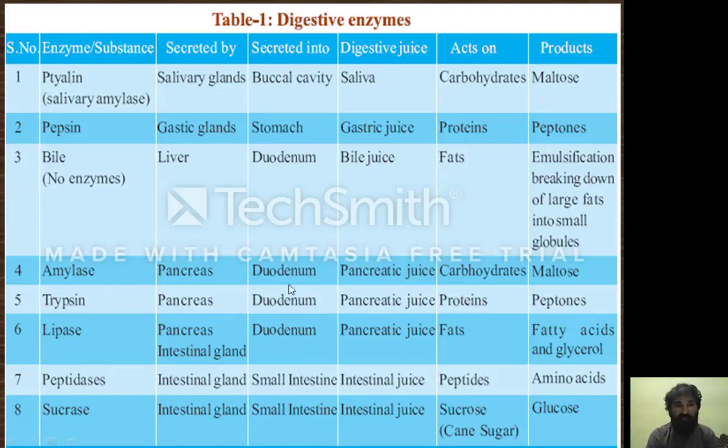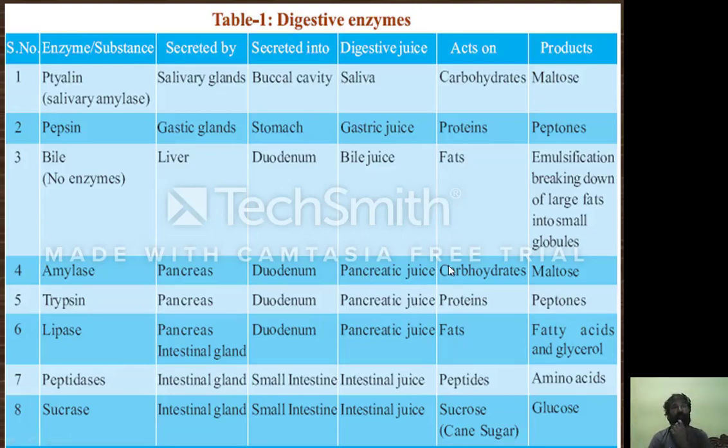Here the amylase released from the pancreas converts carbohydrates into maltose sugars. Coming to the trypsin enzyme, it converts proteins into peptides or peptones. The third enzyme is lipase, which converts fats into fatty acids and glycerols. These amylase, trypsin and lipase are collectively called pancreatic juice.